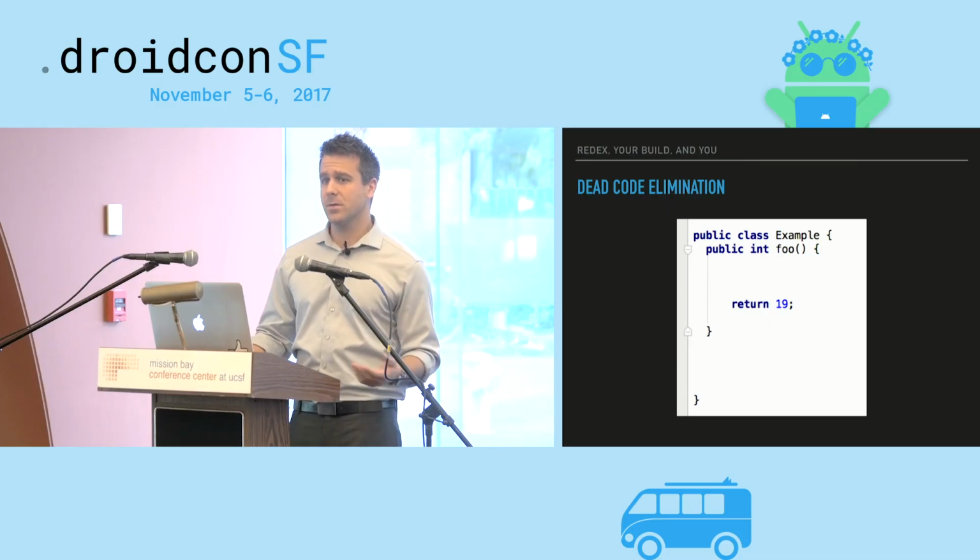Some compilers even do this. ProGuard definitely does this. Redex will take it a little farther in that if it can prove that a class is unused, it will just strip the entire class out.